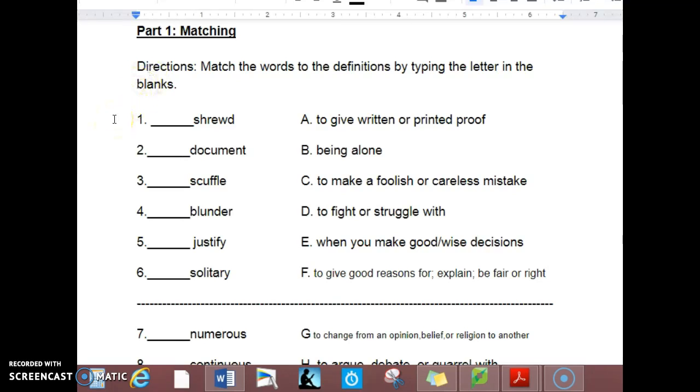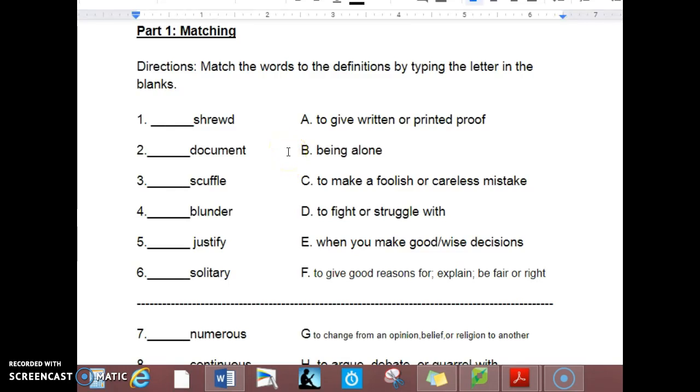1. Shrewd. 2. Document. 3. Scuffle. 4. Blunder. 5. Justify. 6. Solitary. A. To give written or printed proof. So at this point you should pause the video and figure out where this one belongs.